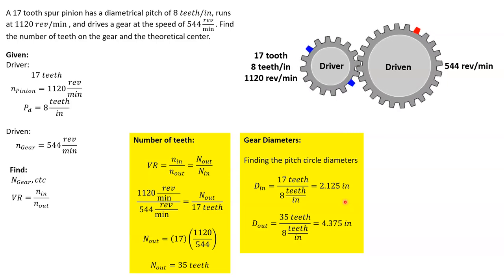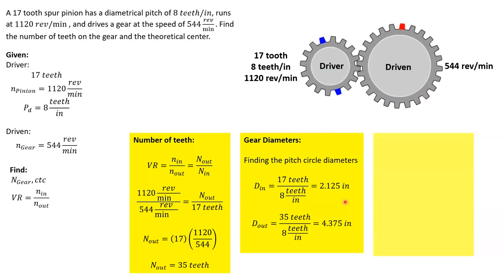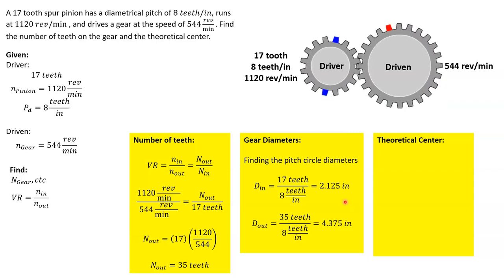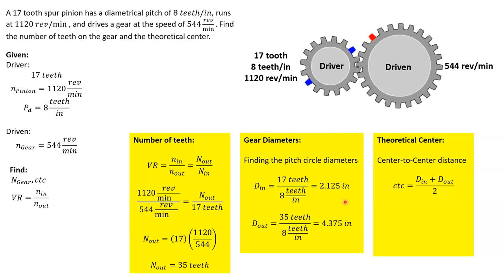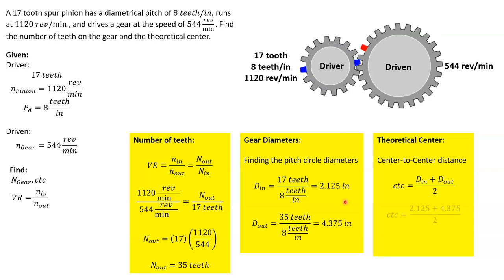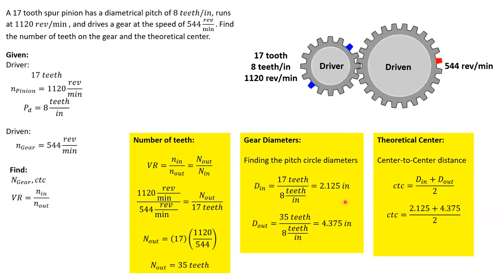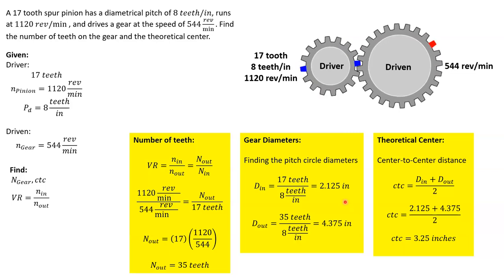Now we still need to use this information for the center-to-center distance, which is a pretty straightforward equation. They call it the theoretical center, which is the diameter of the input plus the diameter of the output, divided by 2. So 2.125 plus 4.375, divided by 2. That tells us the distance from center to center is 3 1/4, or 3.25 inches.